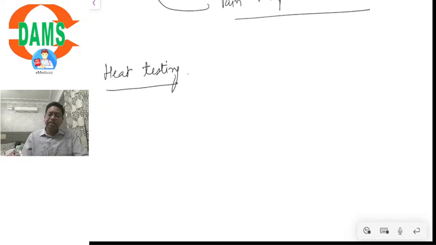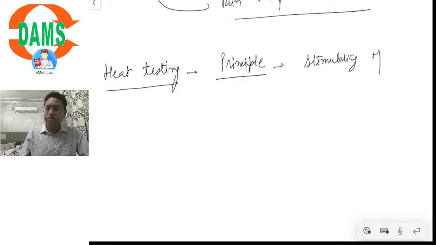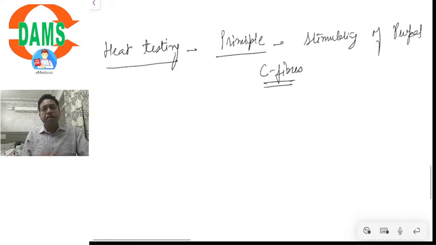Okay. Heat testing. What is the basic principle of heat testing? All of you know that heat is more damaging as compared to cold. So whenever heat is applied to the tooth structure for a prolonged duration, it causes stimulation of pulpal C fibers. C fibers are the majority, 80% of the sensory nerve fibers present in the dental pulp. So whenever C fibers are stimulated due to application of heat, the patient feels pain.